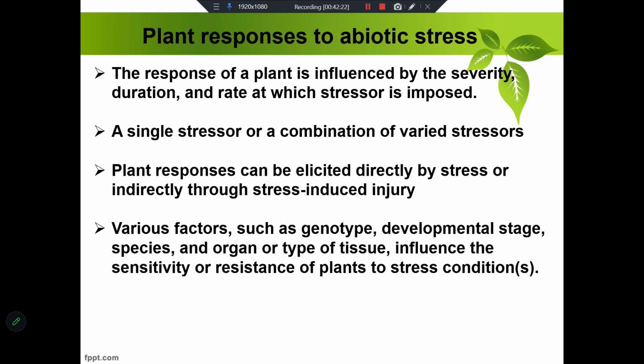Okay, in terms of magnitude, how much is it? For example, if you think about light. Light is important for the plant for photosynthesis, and if there is a high amount of light, that will be a stressful condition for them too.